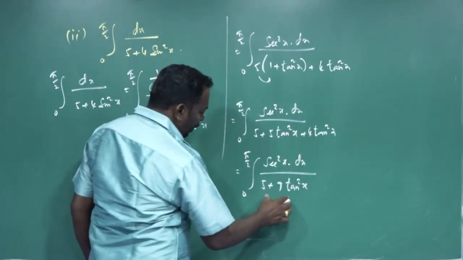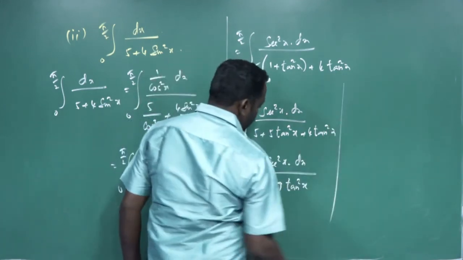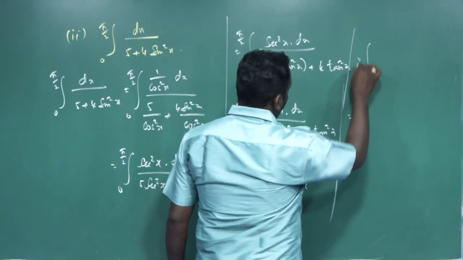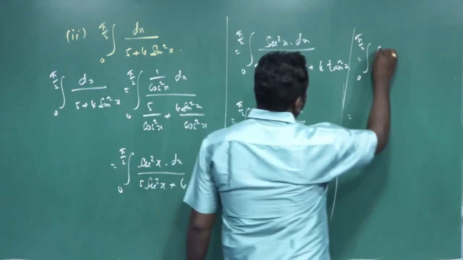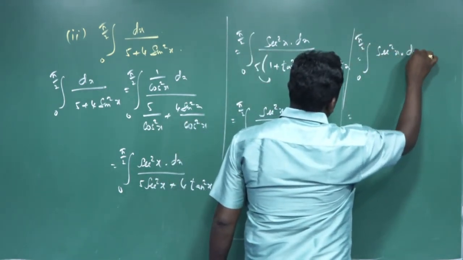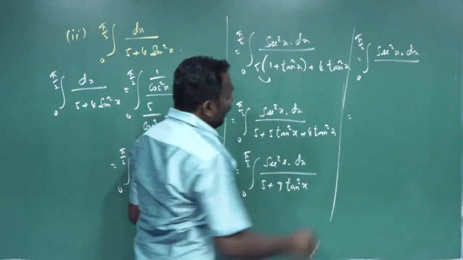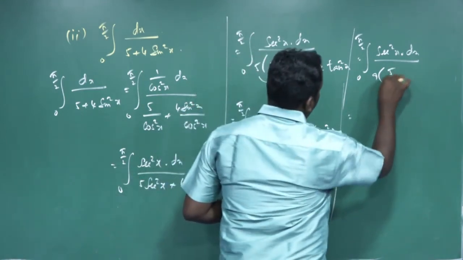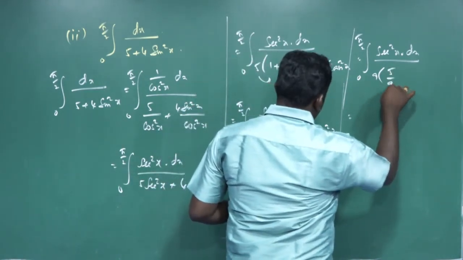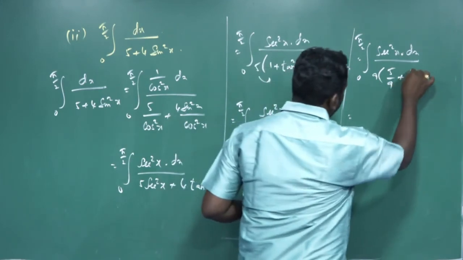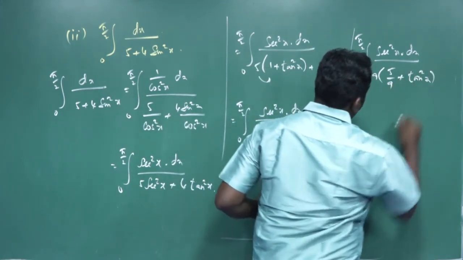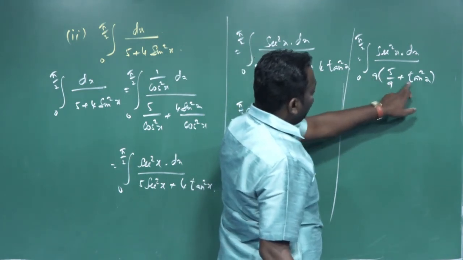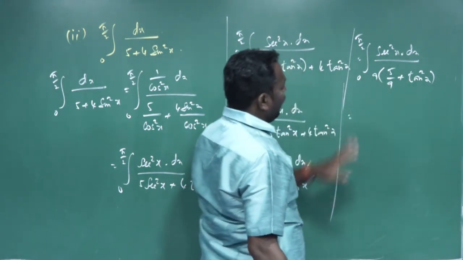Now in these two terms you can take 9 as common, and that is equal to the integral from 0 to pi by 2 of secant square x dx by, taking 9 as common, within the bracket 5 by 9 plus tan square x. If you multiply into the bracket, the 9s cancel, leaving 5, then 9 into tan square x gives 9 tan square x.